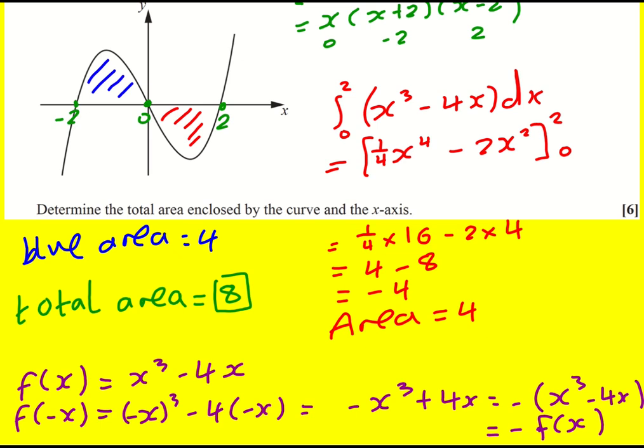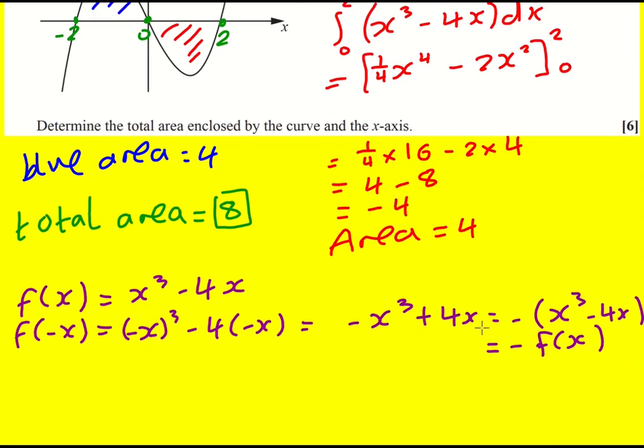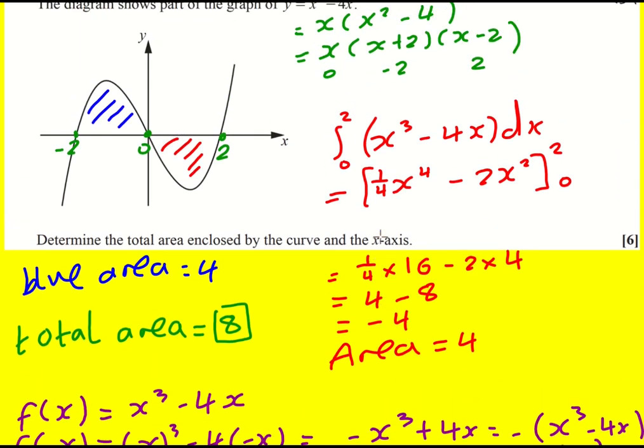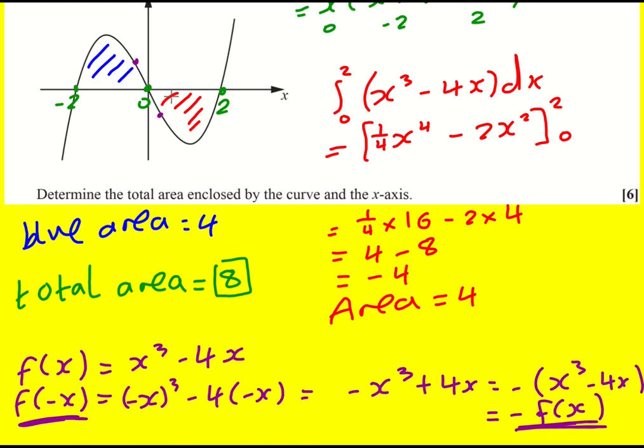We don't go into detail on this in A level, actually, but this means it's an odd function, if f of minus x is equal to minus f of x. But in our terms, it just means that whatever value you have, say at 0.5, you're going to get the negative at minus 0.5. So it must be that the areas are the same when I do my integral.